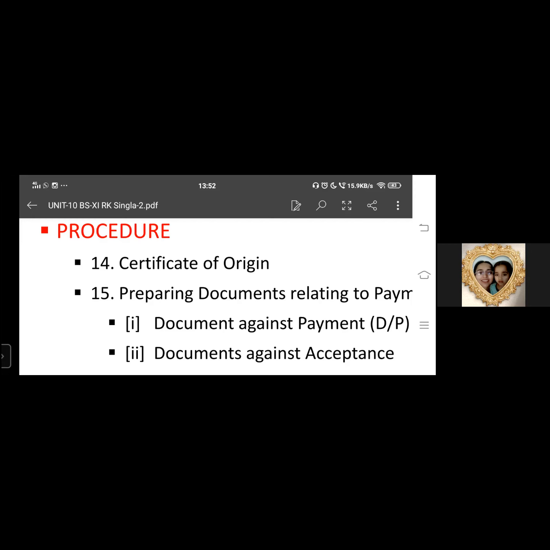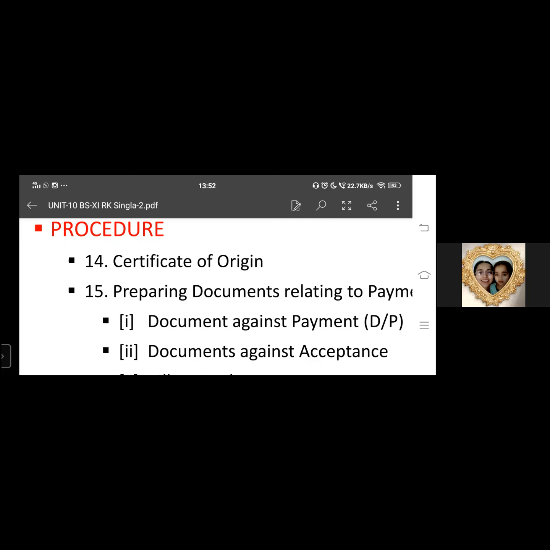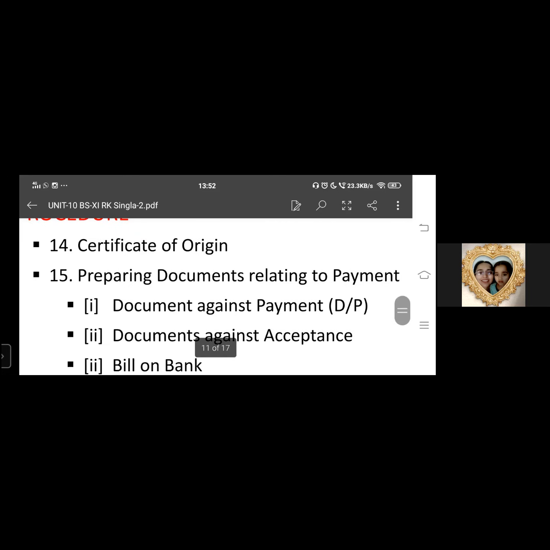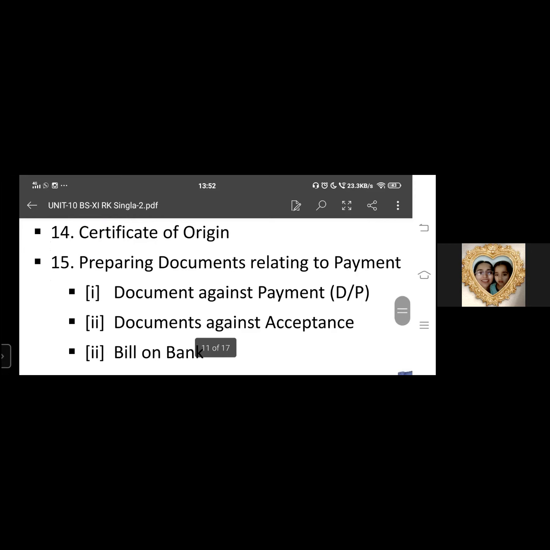So this certificate is issued either by the secretary of the chamber of commerce or by any other officer appointed by the government to do so. Okay, 15th point is preparing documents relating to the payment. After payment are prepared, bahut sare documents bhi prepare kiye gaye, unki payment bhi ki gayi hai.